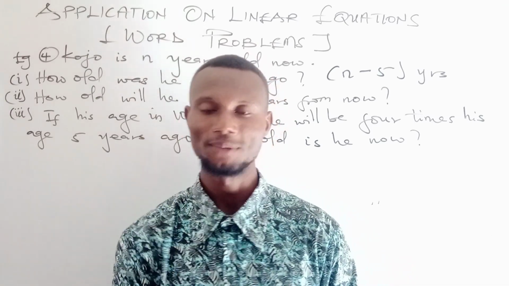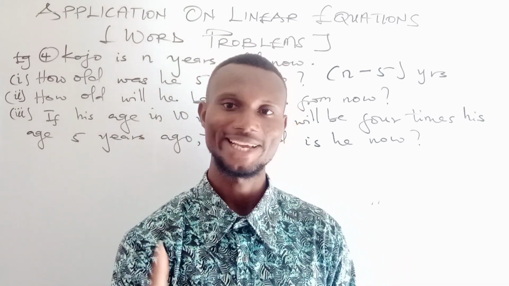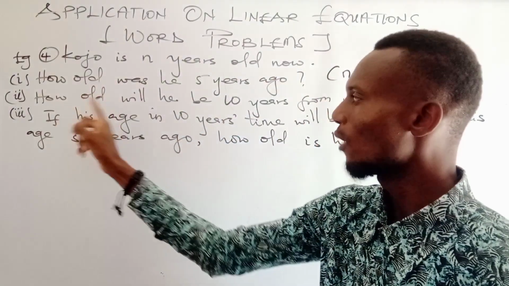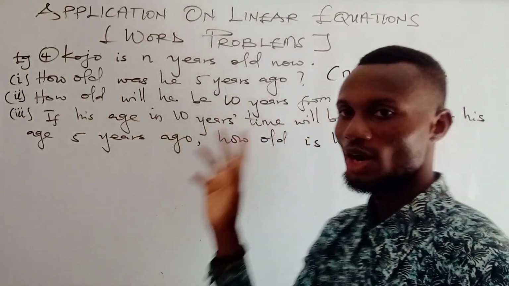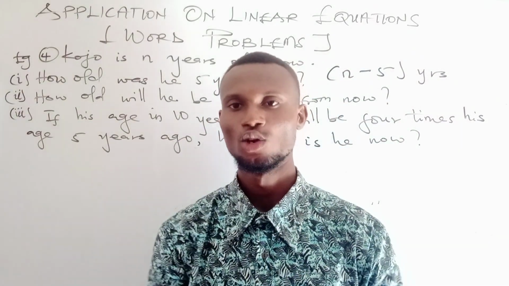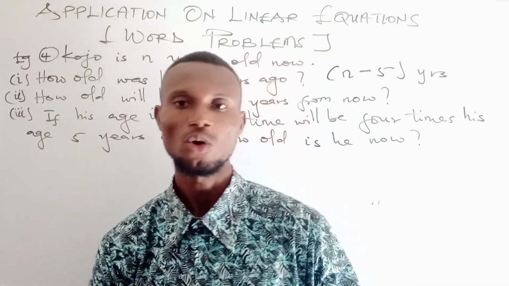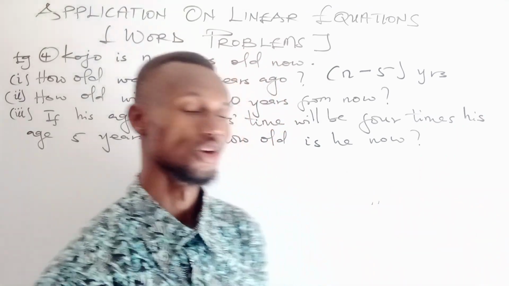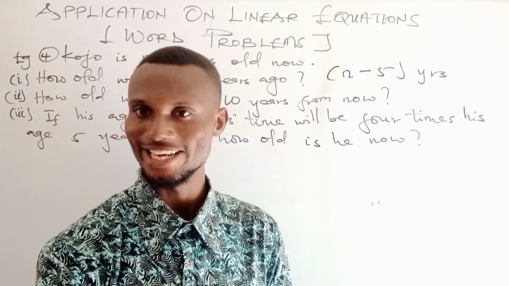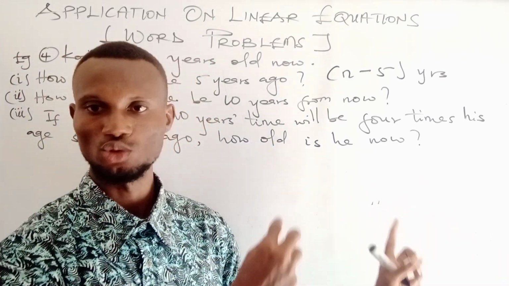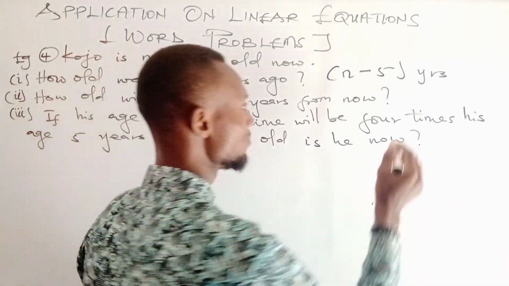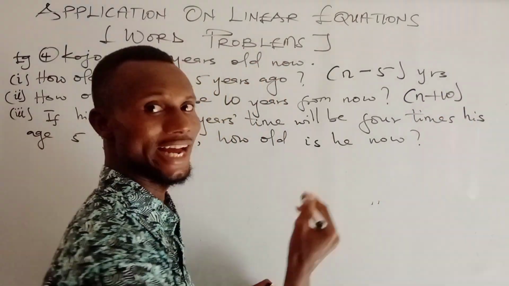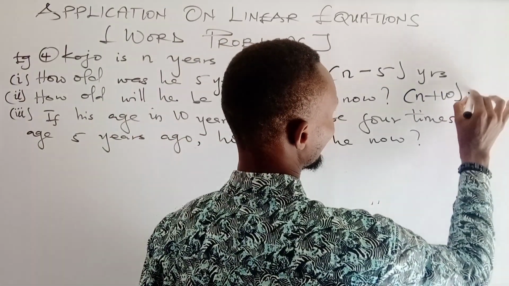In the same way, knowing that Kojo's age is n years old now, the question is saying how old will he be in 10 years from now? So you add 10 years to his present age to know his age 10 years from now. I hope you agree with me. His present age is n years, so we add 10 to his present age. So it's going to be n plus 10, and that will be n plus 10 years.